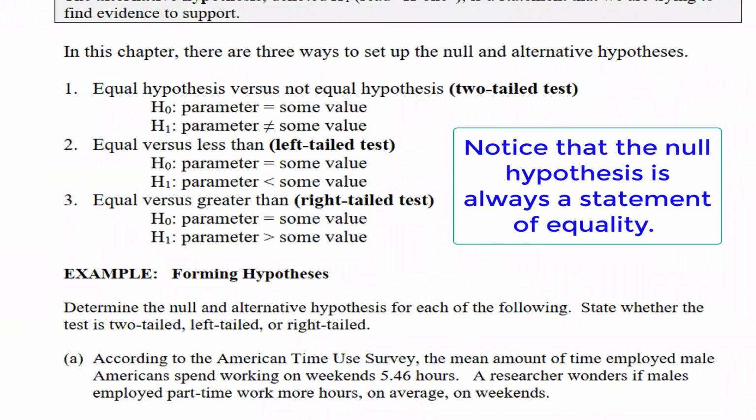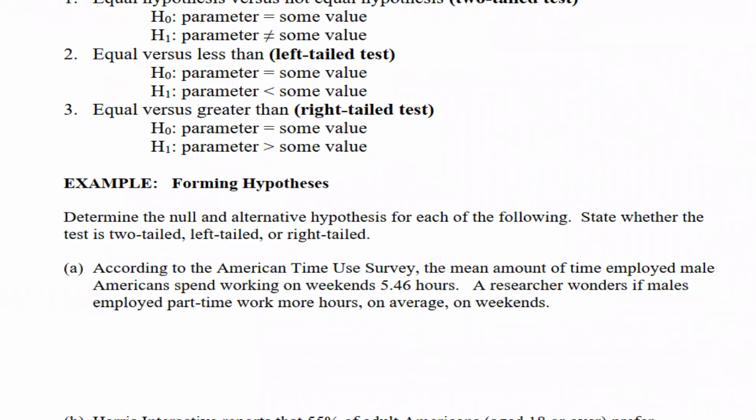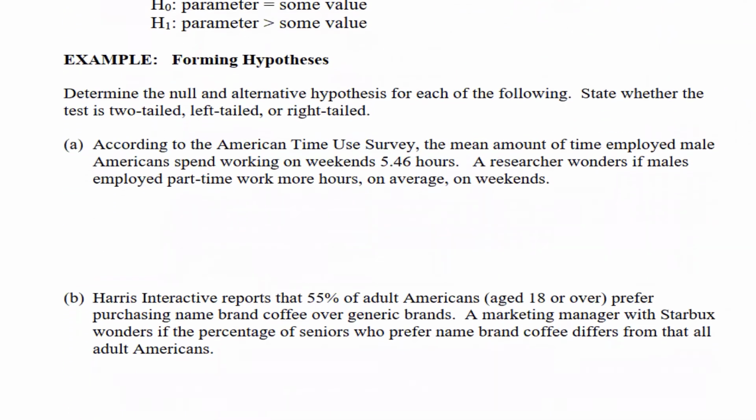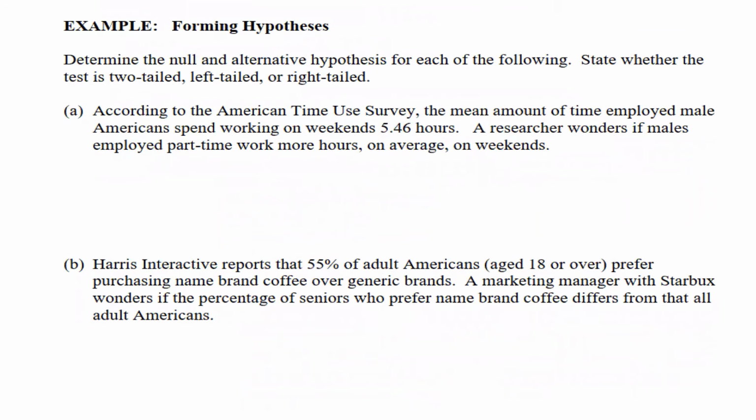So what we're going to do now is form these hypotheses using those three scenarios that I just laid out for you a few seconds ago. For each of these scenarios, we're going to determine the null and alternative hypothesis, and then state whether the hypothesis is two-tailed, left-tailed, or right-tailed.